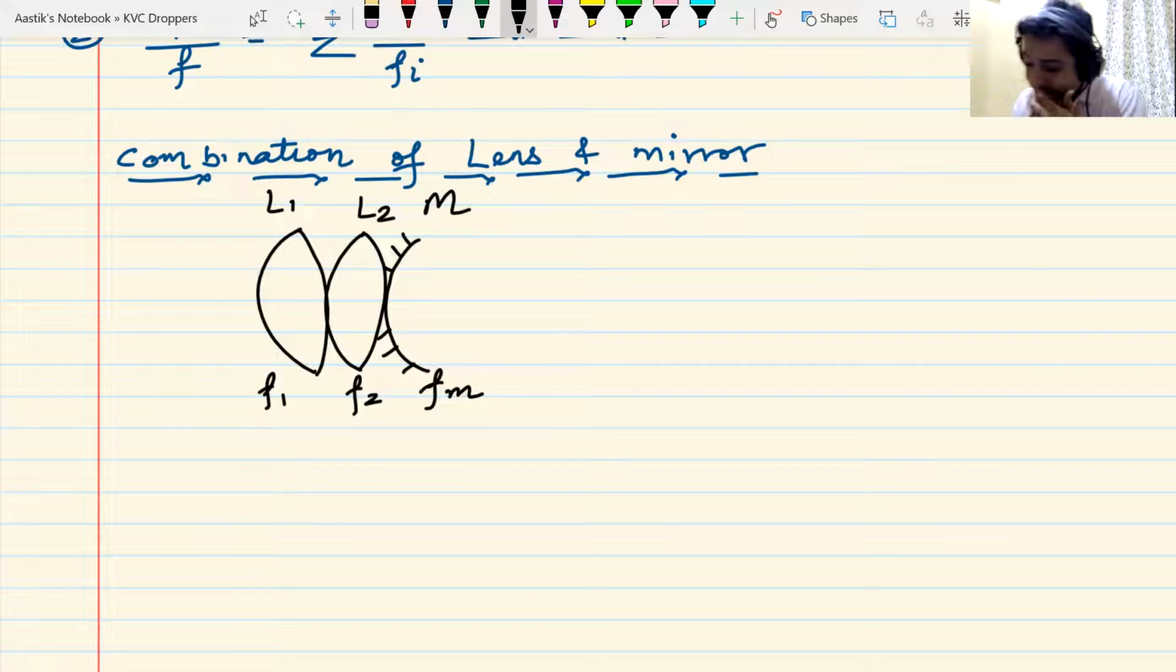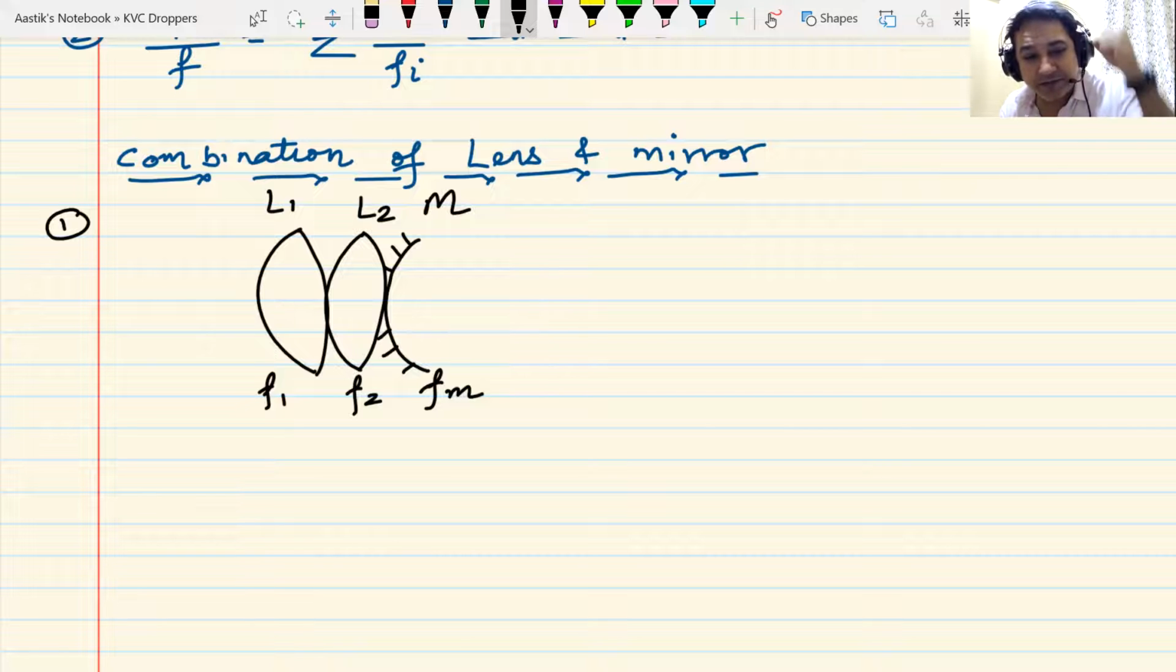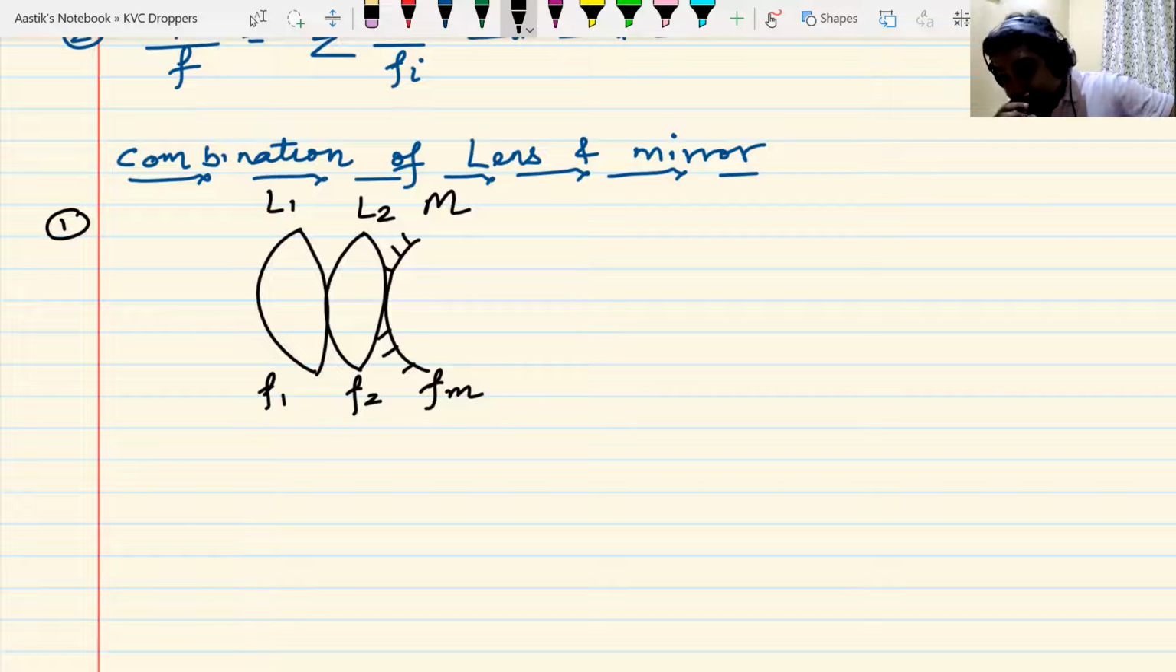The first question here is, what do you think this combination will behave like? Will it behave like a lens or will it behave like a mirror? Tell me the answer to this one first.